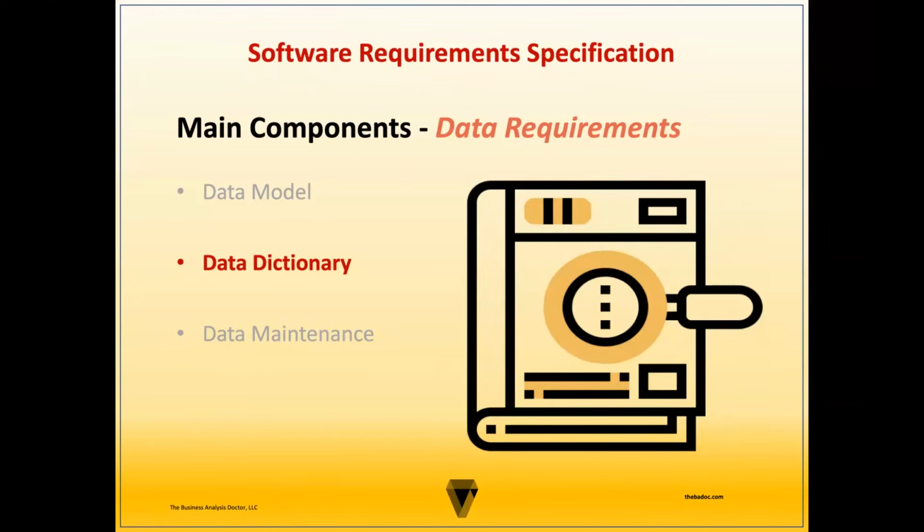The data dictionary is a list of important business terms with detailed information or metadata about each of them. This often includes a description of the business term, data types, allowed values, and any other information that needs to have an acceptable level of consistency to be useful. While the data model provides a high-level overview of the system's data, the data dictionary provides a detailed view. For more information on the data dictionary, see the link in the description.